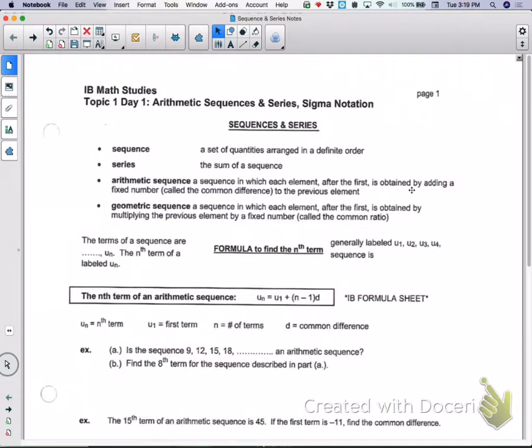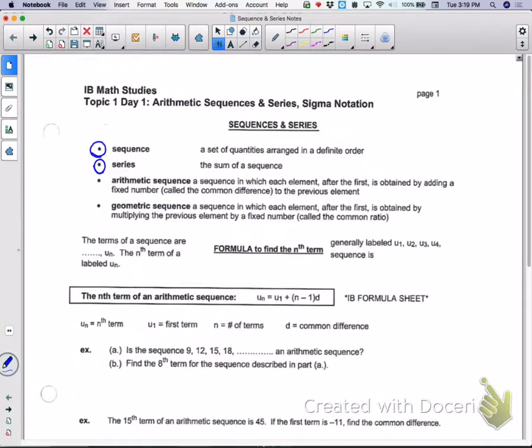So this is something that you've seen before, either in Algebra 2 or in Pre-Cal. And first thing you need to know is actually what is a sequence. So a sequence is a set of quantities that are arranged in a definite order. So you have the first number, the second number, the third number, and there's going to be some kind of pattern to that sequence. A series is the actual sum of a sequence. So if they ever ask you to evaluate a series, that means they actually want you to find the sum.